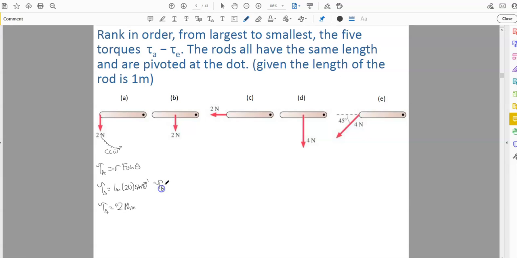Let's try torque B. Torque B is a distance of a half meter away, but it is also a 2 Newton force, and it's also at a 90-degree angle. So torque B is going to be half of the 2, so it's 1/2 times 2 newtons. This is equal to 1, so this is going to be 1 Newton meter.